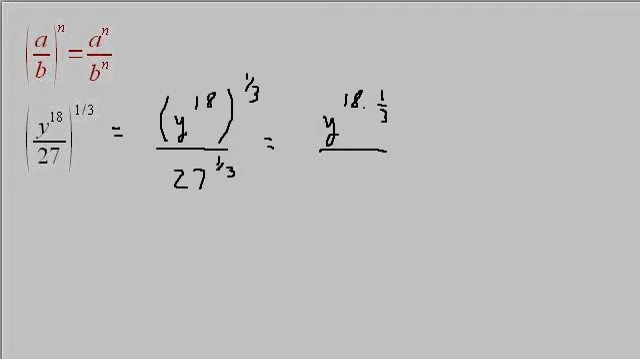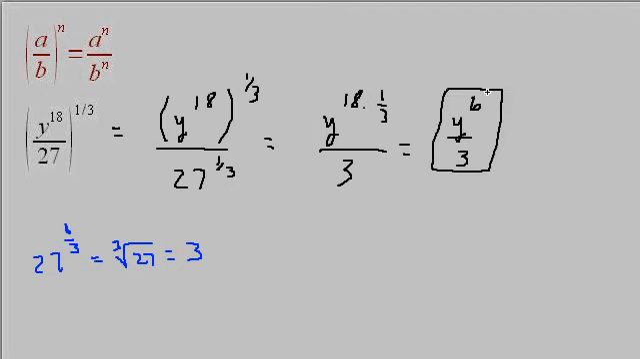27 to the 1/3 is the same thing as the cube root of 27, which equals 3. Okay, this is 27 to the 1/3. We convert it to radical form, just like we did in the first part, in the first video of rational exponents. So this is 3 down here. So 18 times 1/3, that's y to the 6th over 3. And this is our answer. And that's all of rational exponents.